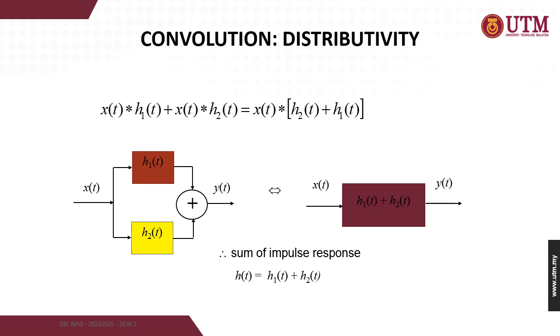The third property of convolution is distributivity, in which you can convolve your x(t) with h1(t), then convolve it again with h2(t), and then add them together, and you get the output y(t). Or you can simplify the process by adding the two systems first, h1 plus h2. For example, call this h(t), so y(t) is equal to x(t) convolved with h(t).